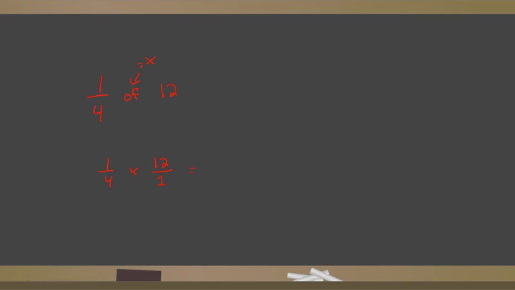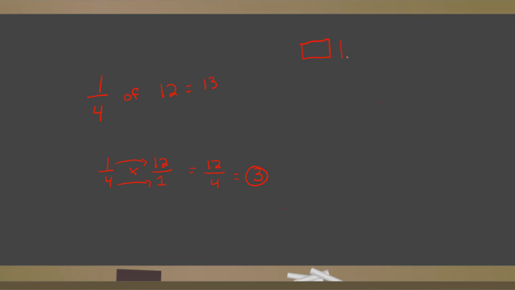So to multiply, this is the easy part. I multiply straight across. 1 times 12 is 12. 4 times 1 is 4. A 12 over 4 is the same as saying 12 divided by 4, and 12 divided by 4 is going to equal 3. So 1/4, back up here at the top, 1/4 of 12 equals 3.